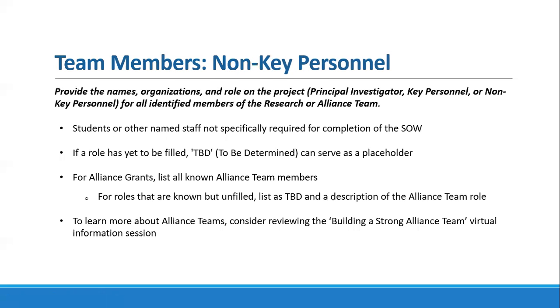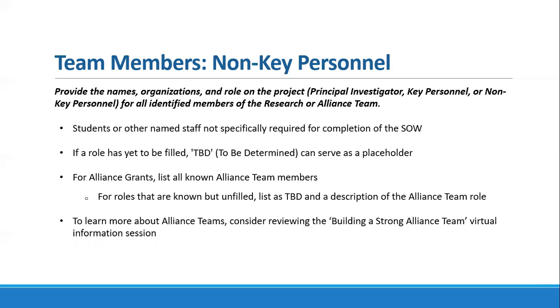Then we have non-key personnel. These essentially are a bucket for the rest of the personnel that would be involved with the project that are more fungible in their role. People like students or other named staff that are not specifically required for completion of the scope of work. These oftentimes will be roles that are currently unfilled, so submitting your scope of work and budget documents with TBD for these roles is okay.